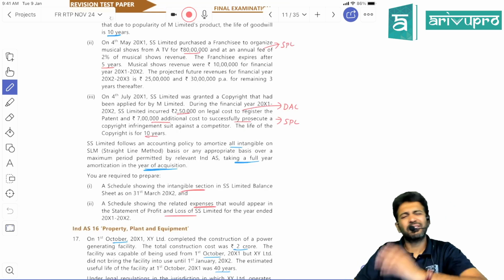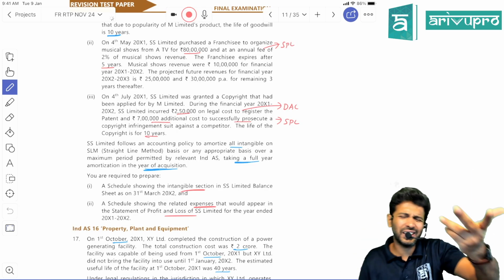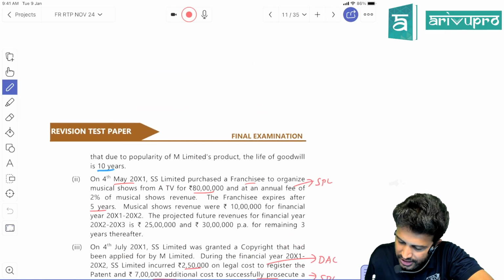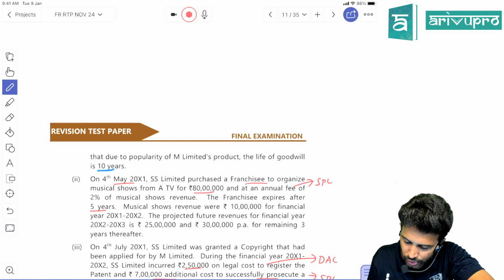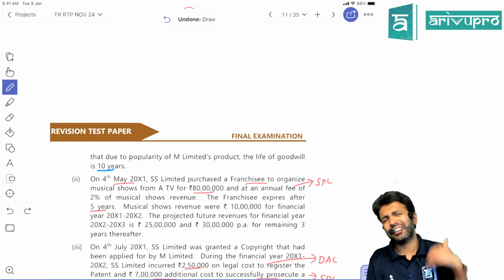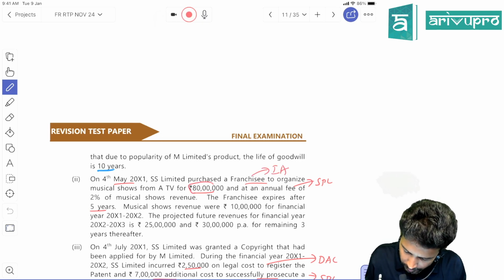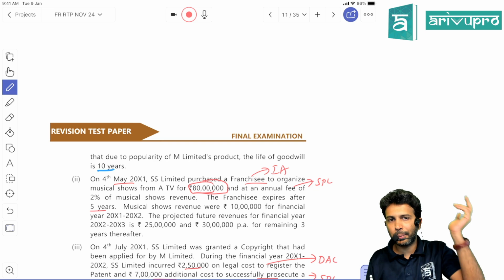So they've given various intangible assets over here. Very, very straightforward question. On 4th May 20x1, S purchased a franchisee to organize musical shows from ATV for 80 lakh. Franchisee rights were purchased. So is it an intangible asset? Yes, it's a purchased one. How much did we purchase it for? 80 lakh.